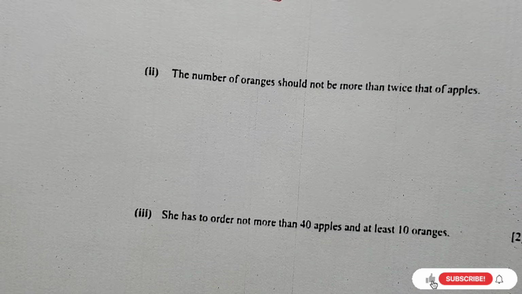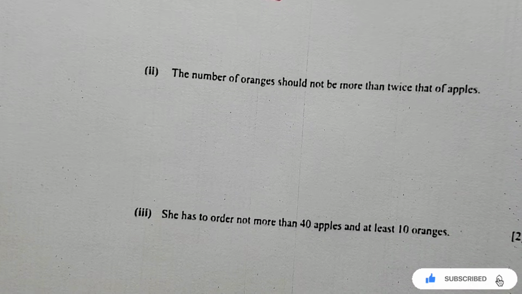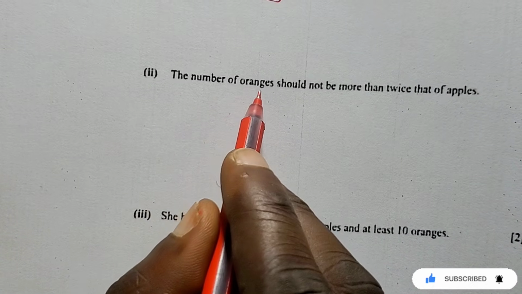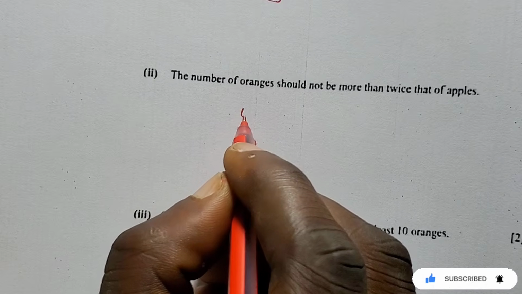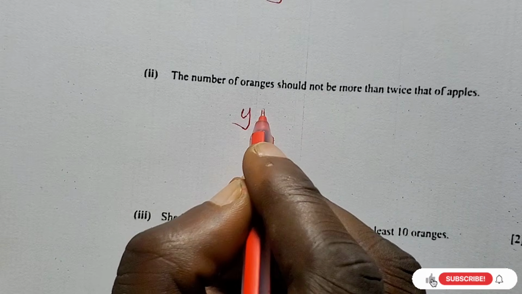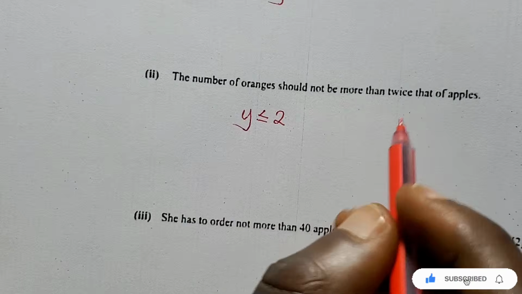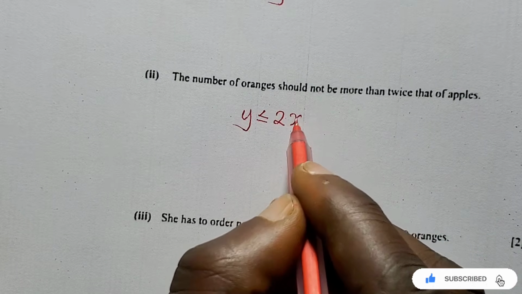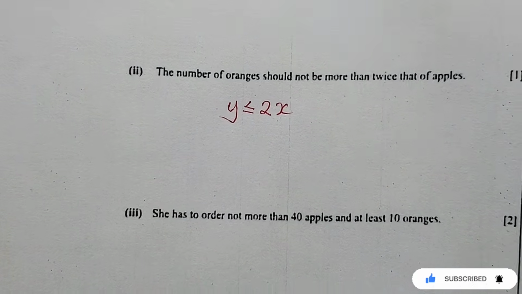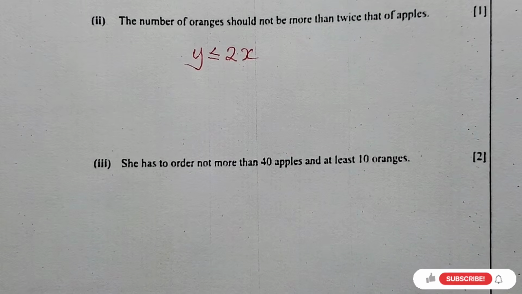The number of oranges should not be more than twice that of apples. This is simple and straightforward. The number of oranges, the symbol for oranges, which is Y, should not be more than, meaning it should be less than or equal to, twice, that is 2, that of apples, X. Simple. Go to the next condition.